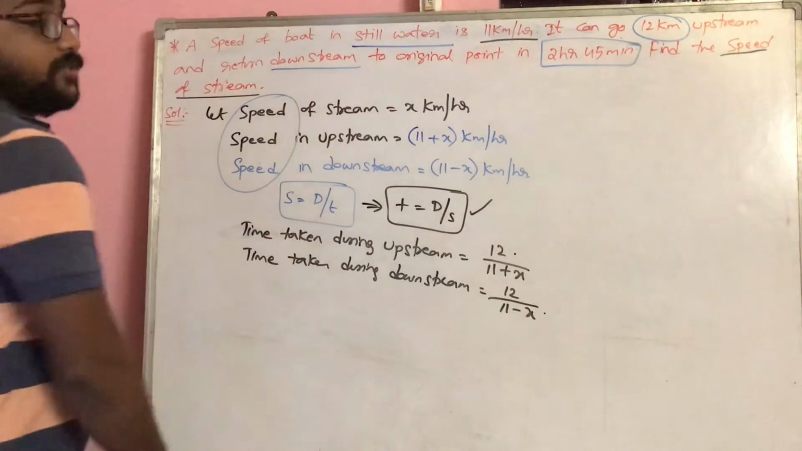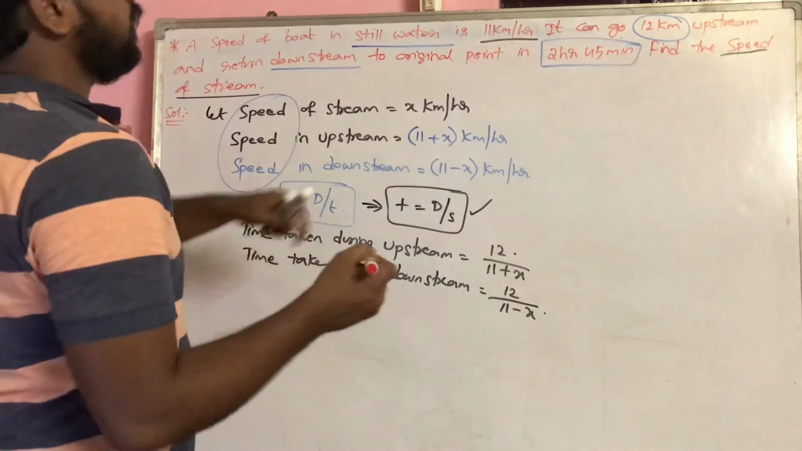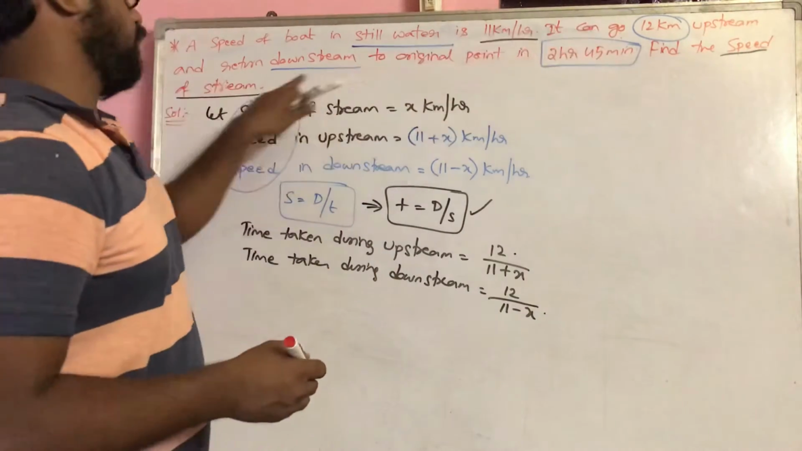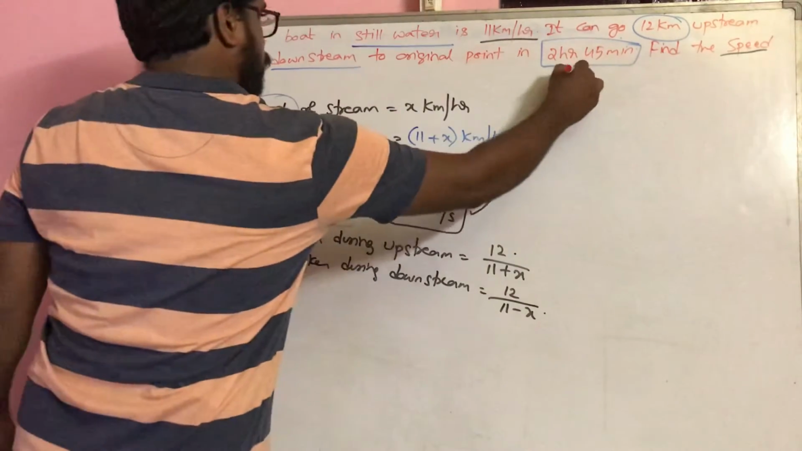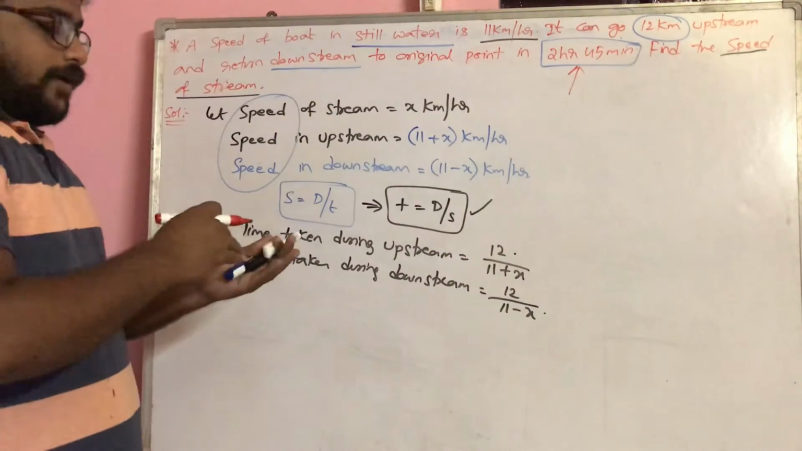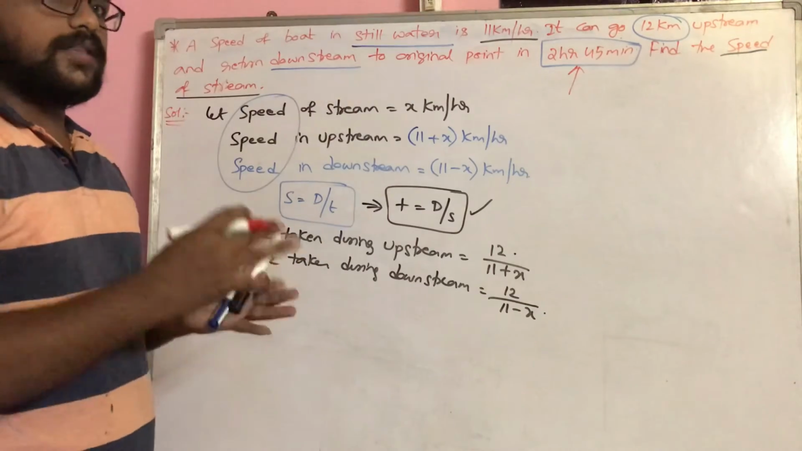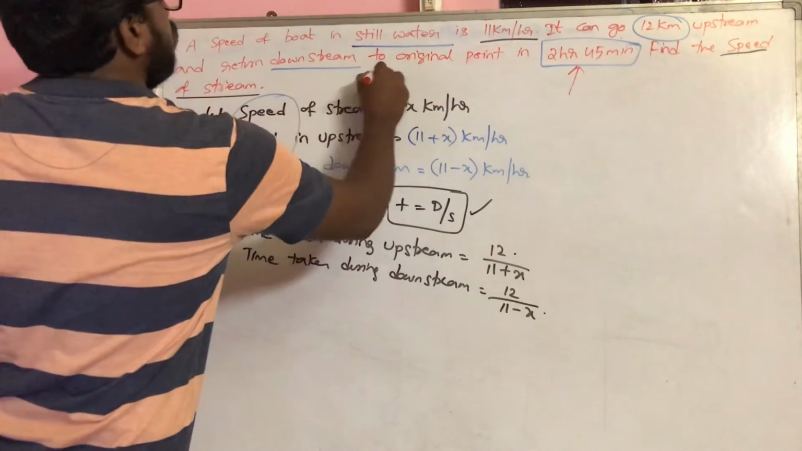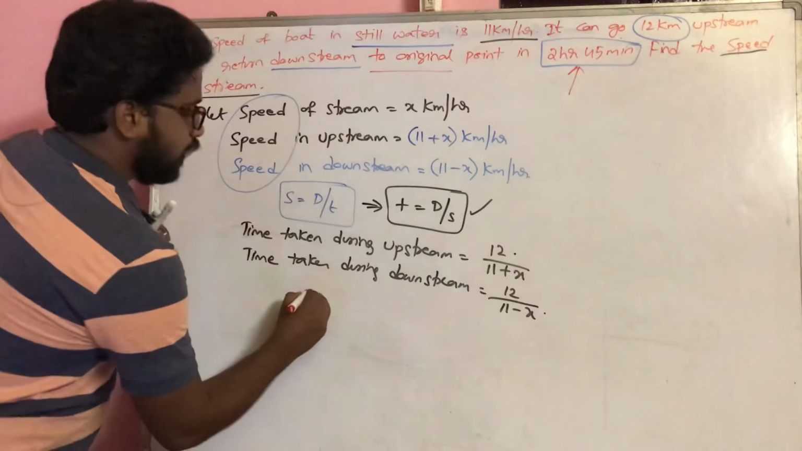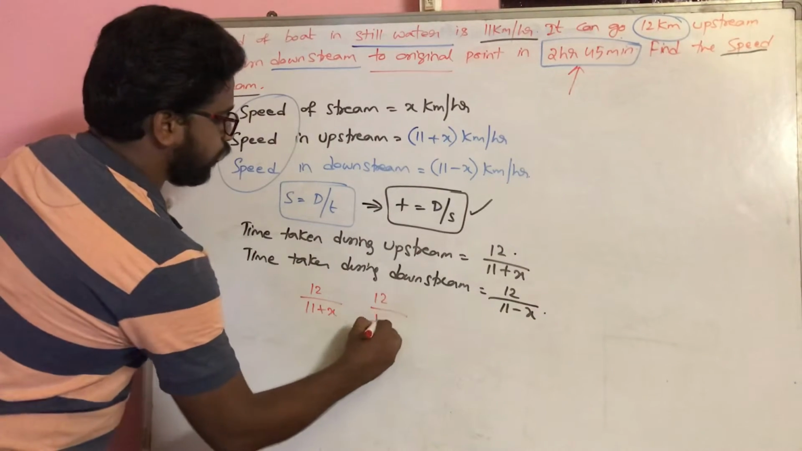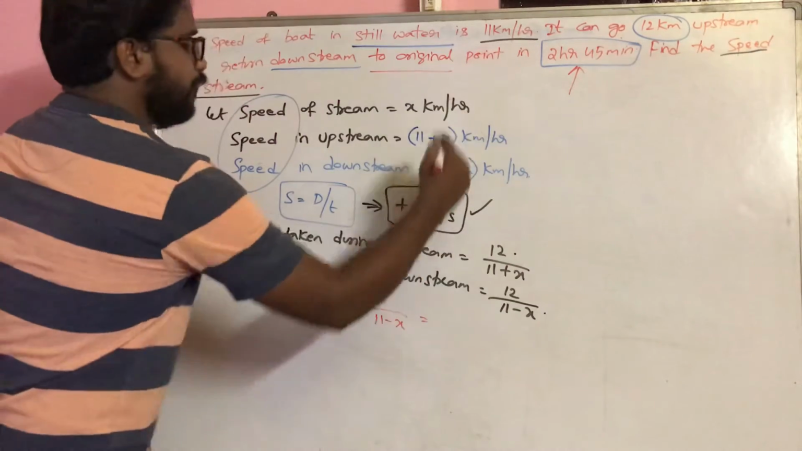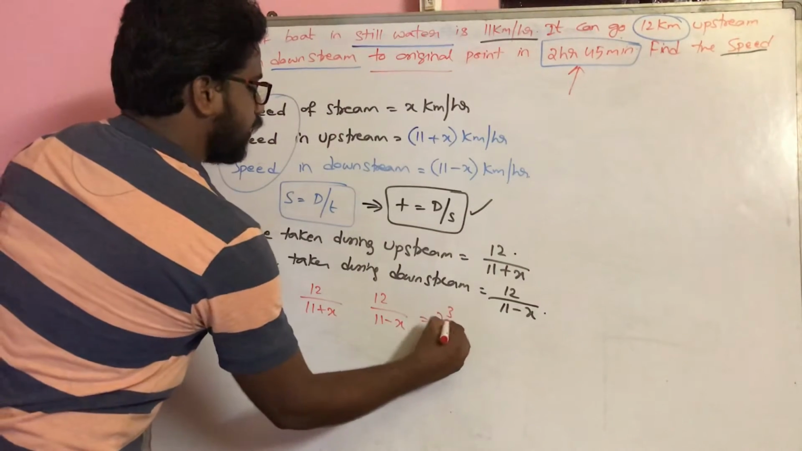Now the question here is, they said it can go 12 km upstream and return downstream to the original point in 2 hours 45 minutes. That means going and coming back together. This together to the original point gives a hint that 12 by 11 plus x, 12 by 11 minus x is equal to 2 hours 45 minutes, that I will write as 2 3 by 4.